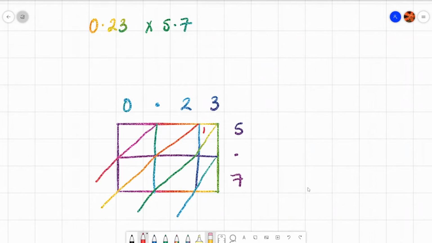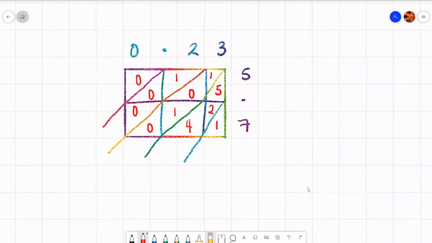3 times 5, 15. 3 times 7, 21. 2 times 5, 10. 2 times 7, 14. 0 times 5 in this box is 0. And 0 times 7 is 0. All you need to do is add the diagonals up together now.